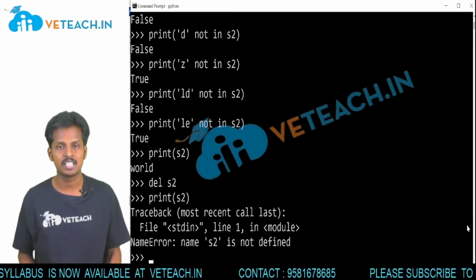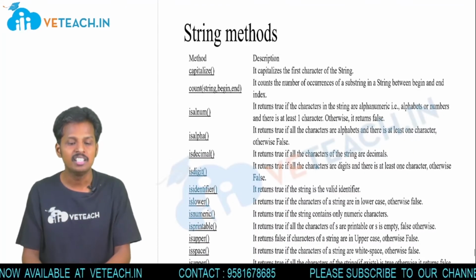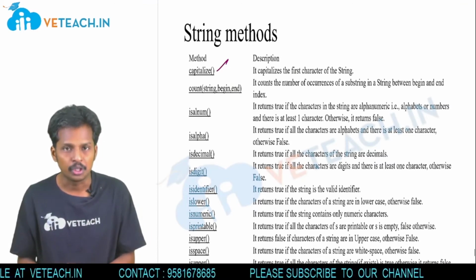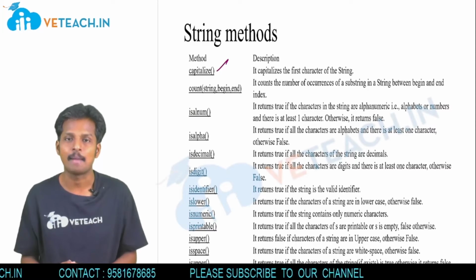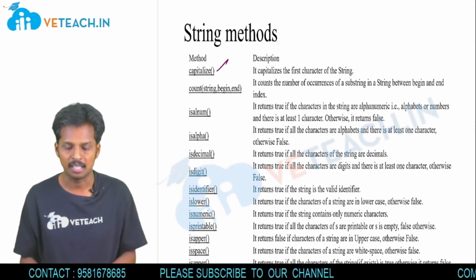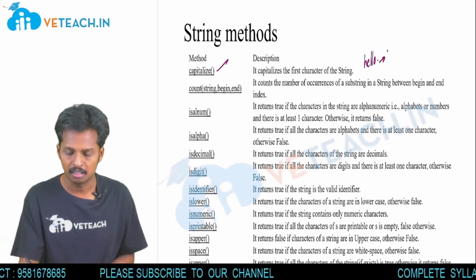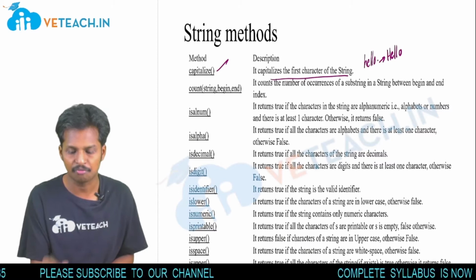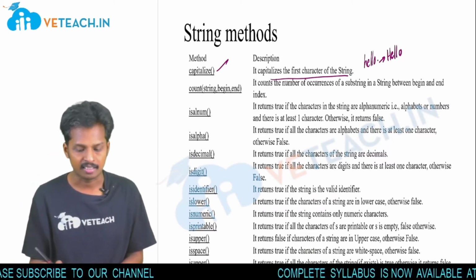Let's see the methods present in the string class. Now the different types of methods present in the string class. First one is capitalize. What the capitalize method is going to do is make the first letter of the string a capital letter. If I have a string as hello and I apply the capitalize method, you are going to get it as Hello, because it capitalizes the first character of the string.